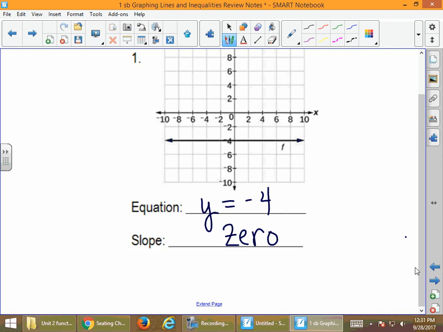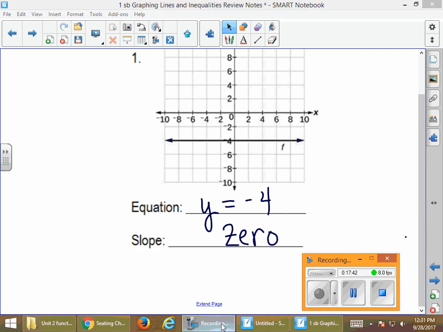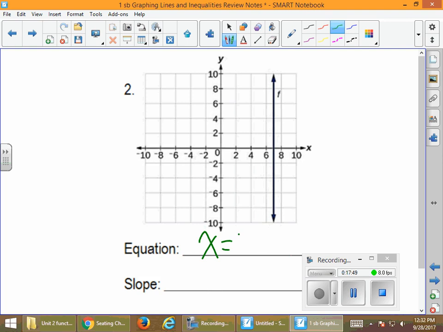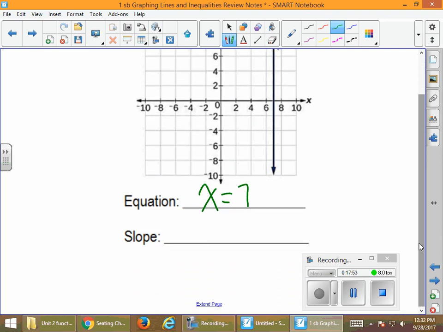So take a moment and work on problem 2. And hopefully what you see is x equals 7. And the slope of a vertical line is undefined.